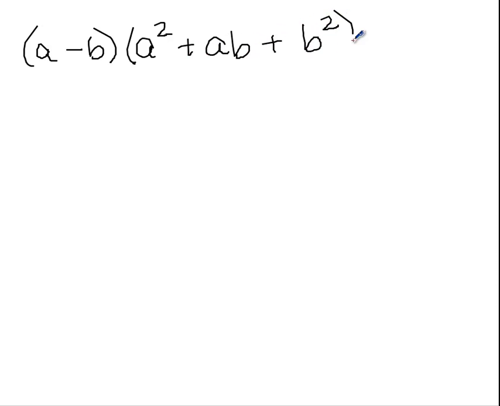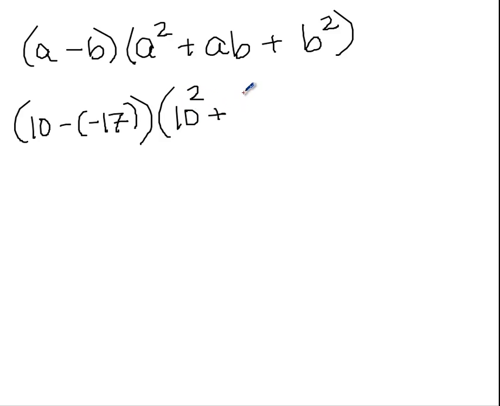The second part is a minus b times a squared plus ab plus b squared. So let's plug the numbers in. This is going to be 10 minus a negative 17, times 10 squared, plus 10 times a negative 17, plus b squared, which would be negative 17 squared.